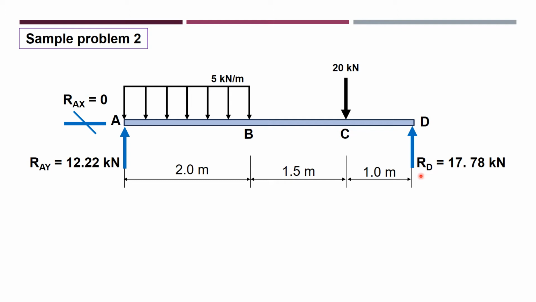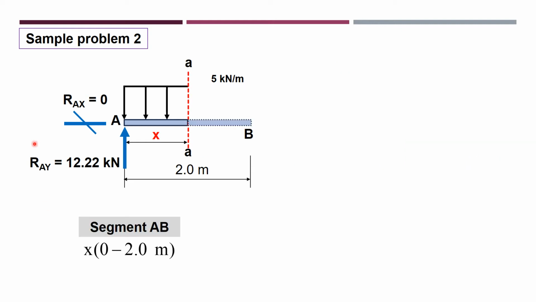So the same thing na ginawa natin doon sa sample problem 1. If we have three segments, then you will have three sets of equations for shear and moment. So we start with AB. So you pass an imaginary cutting plane through AB, and then considering the left side of the cutting plane, measure the distance from A. So for segment AB, our limit is from 0 to 2.